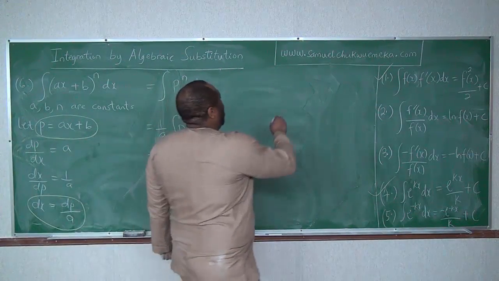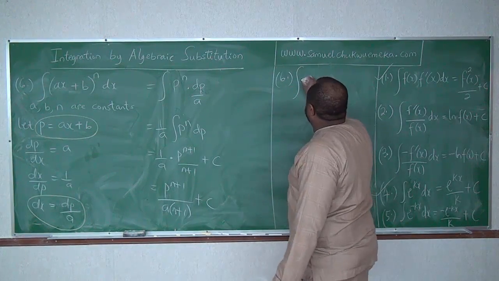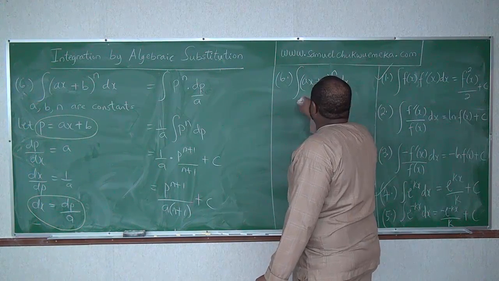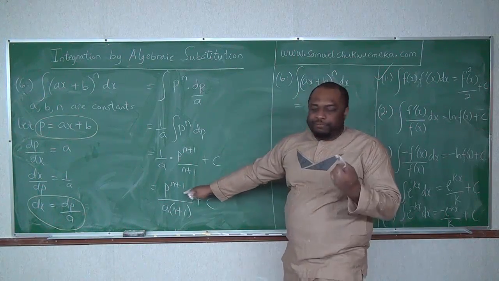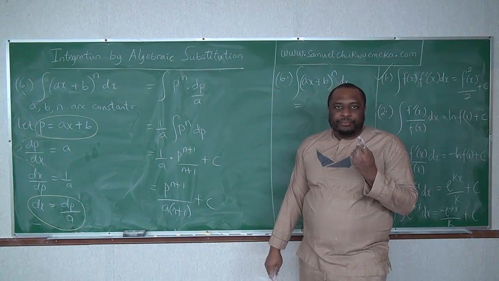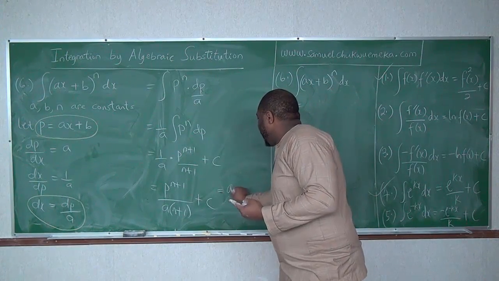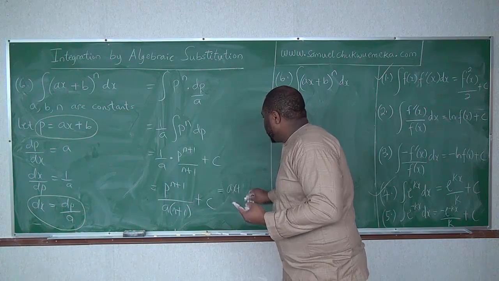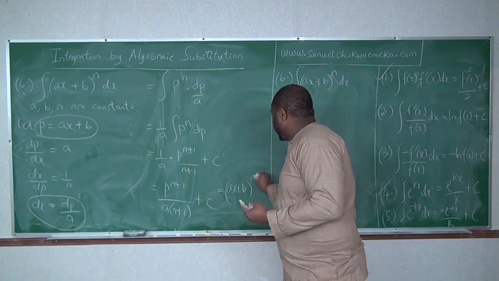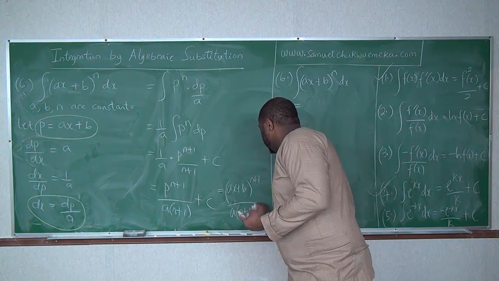You take it down, number 6. So when we have ax plus b exponent n dx, this gives us, oh sorry, we've not finished because this is p. It has to be in x. We have to substitute back. So this will give us now ax plus b raised to power n plus 1 over a times n plus 1, then plus c.